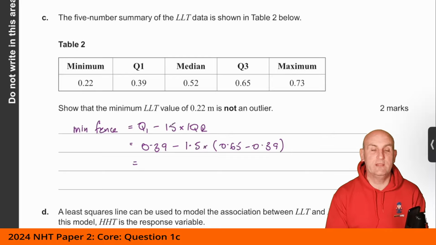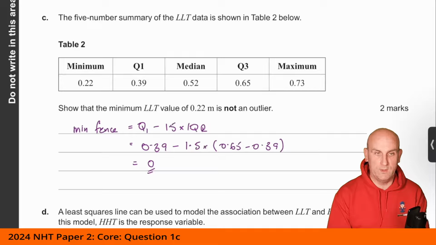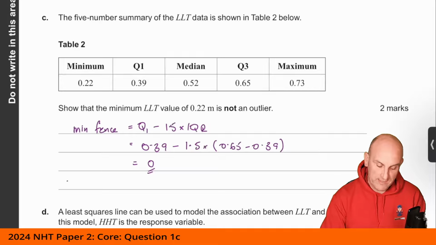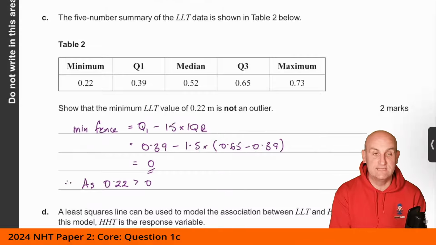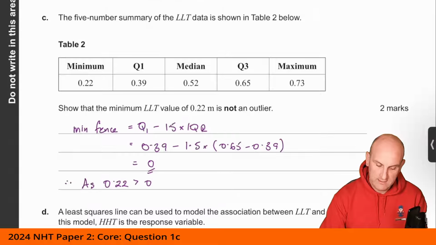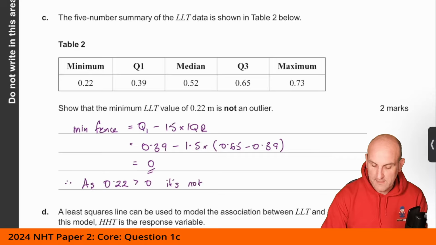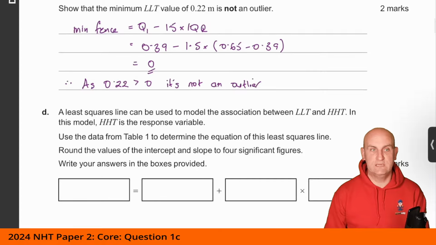Now, when I put that into my calculator, and I'm not going to bore you with the calculator instructions, actually, that comes out to be 0. So as far as I'm concerned, that would be 1 mark for your minimum fence. Therefore, you would say as 0.22 is greater than 0, okay, because if it was less than 0, it would be an outlier, but as 0.22 is greater than 0, it's not an outlier. And again, the number of people who seem to forget to put that is actually quite staggering.